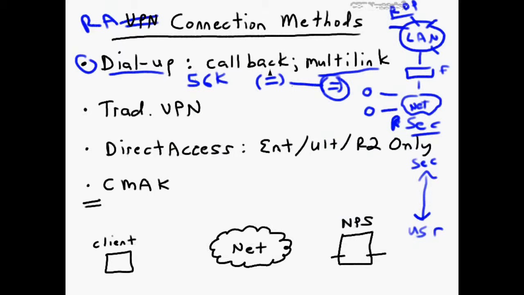security built into this. For instance, you can configure callback, where the server will disconnect the initial call from the user and then place a call back to the user. That gives you the security of knowing that the user's call originated from a specific number, and it also just as commonly is used to bypass long-distance charges. So that's dial-up. The traditional protocol we use to encapsulate those LAN packets is the point-to-point protocol, or PPP.